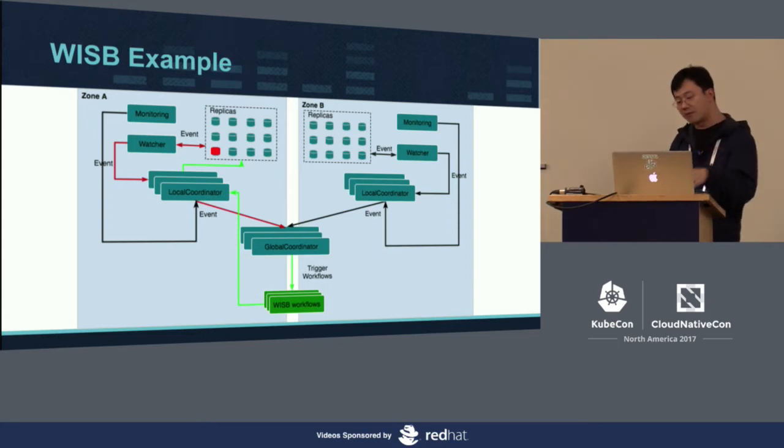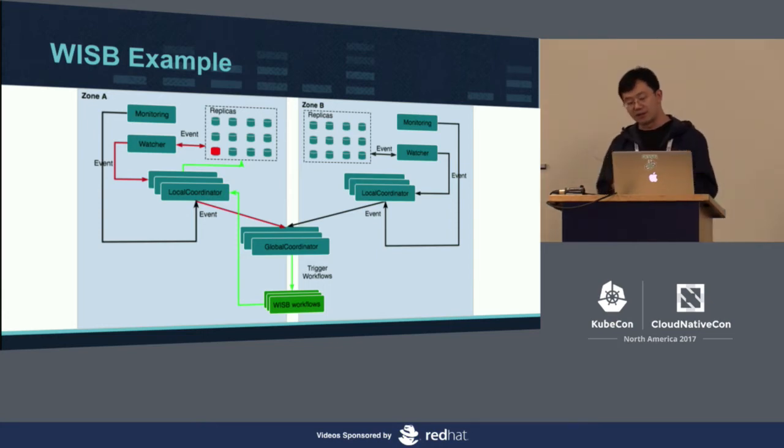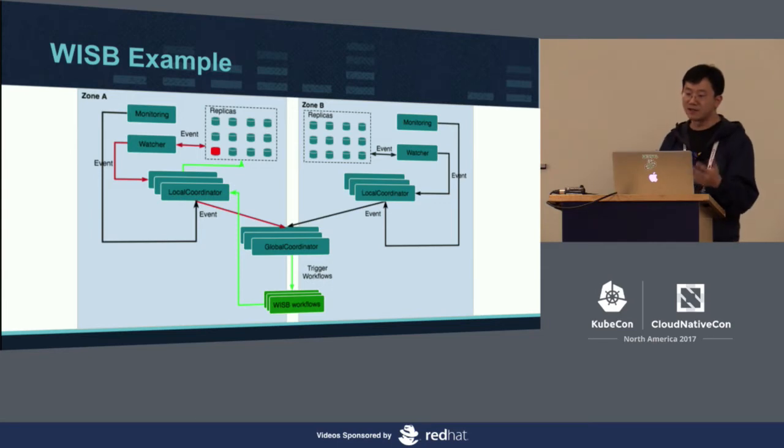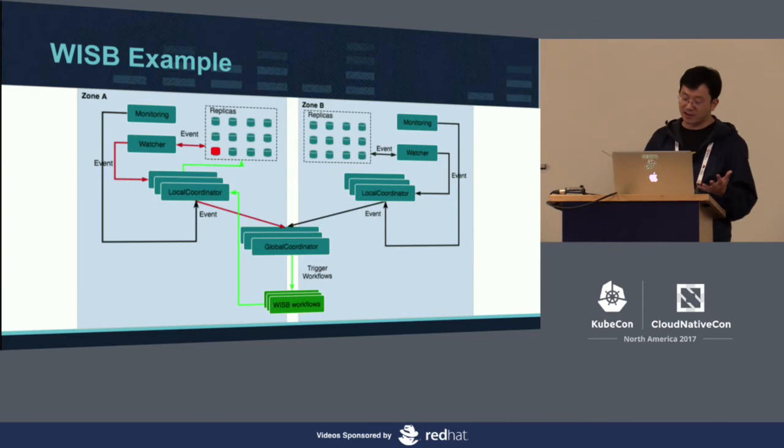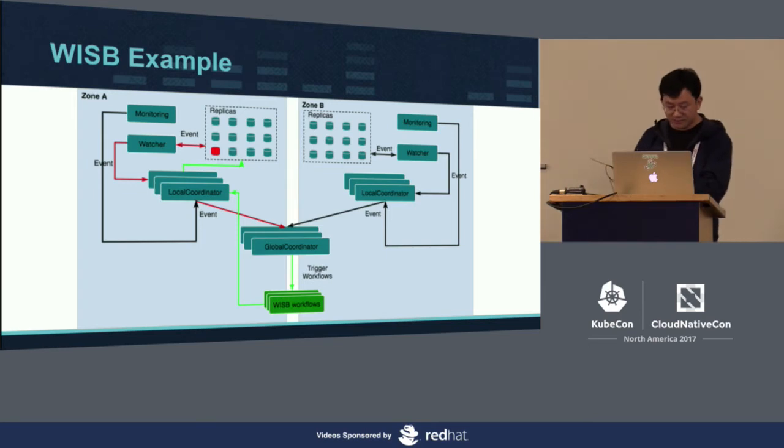So this local one will forward the event to the global one, and the global one will make the decision, and it will trigger the WISB workflow. The WISB workflow will find, okay, I have one replica missing. I just send the event, send a call to the local coordinator to create a new replica added to this shard. So this is quite similar to how Kubernetes works, but we just expanded it across multiple Kubernetes clusters.